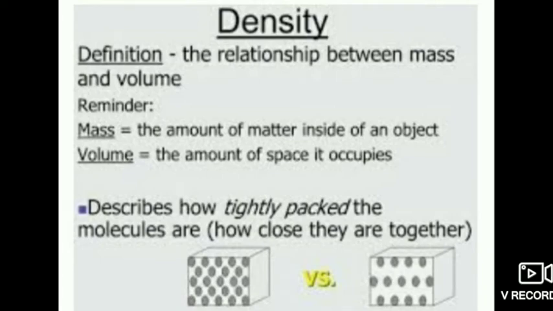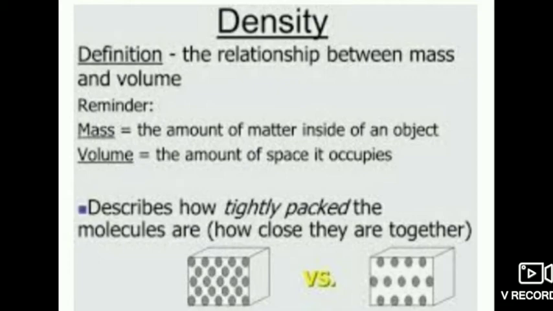Density is the relationship between mass and volume, or you could say the formula is mass of the substance upon the volume of the substance. You would have read about density in your previous classes. What is mass? Mass is the amount of matter inside an object. And volume is the amount of space it occupies. For example, if we take any kind of liquid and put it in a glass, then the liquid will take the shape of the glass. So the amount of space that the liquid occupies is the volume of the liquid. And mass is the amount of matter inside the liquid.